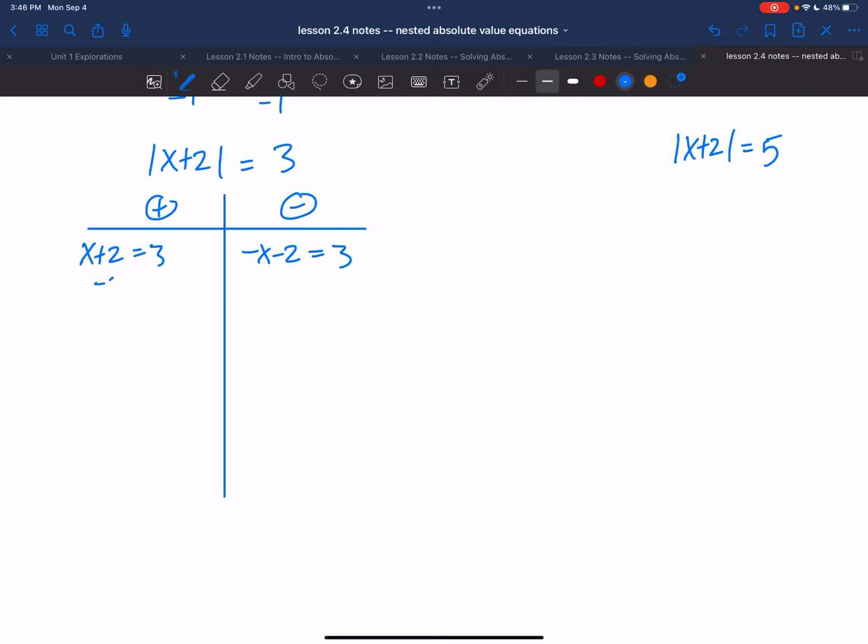I'll quickly solve these. Minus 2, so x equals 1. Here I'll add 2, so negative x equals 5. That means divide by negative 1, so positive x equals negative 5.